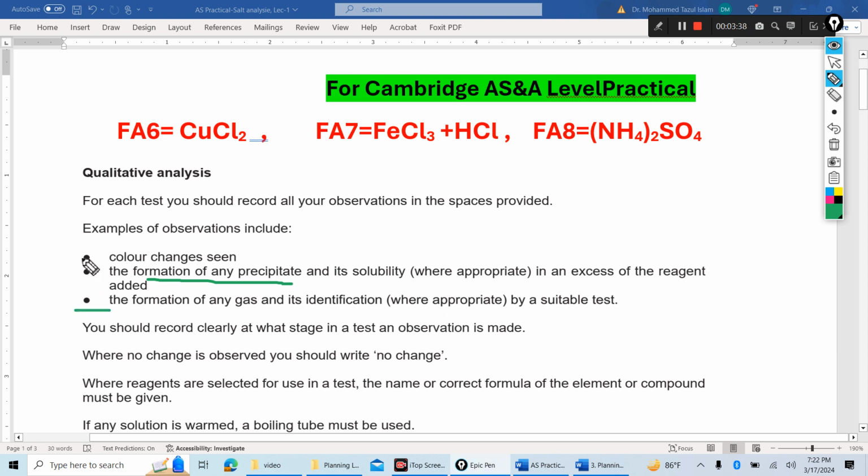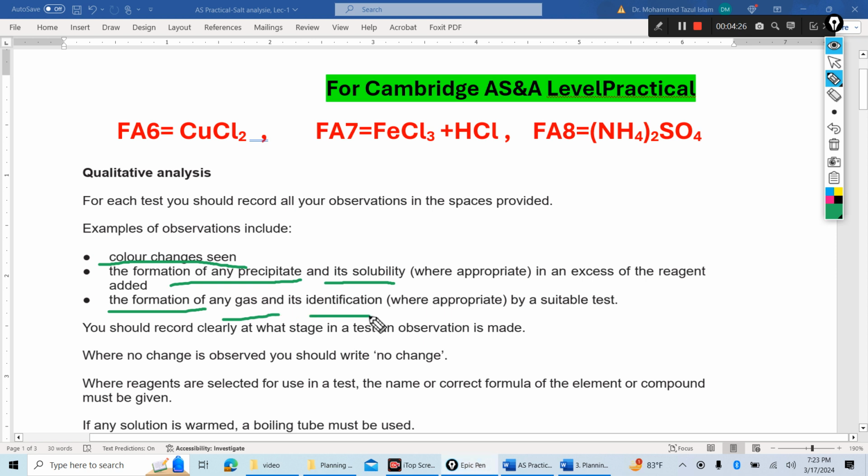Third point, very important: these three points are very important for salt analysis. The formation of any gas and its identification. If any gas is formed, what gas is formed and how can you test for that gas, you must write by a suitable test. So which points must you include? First, color changes seen, what color; then formation of any precipitate and its solubility; and the formation of any gas and its identification.